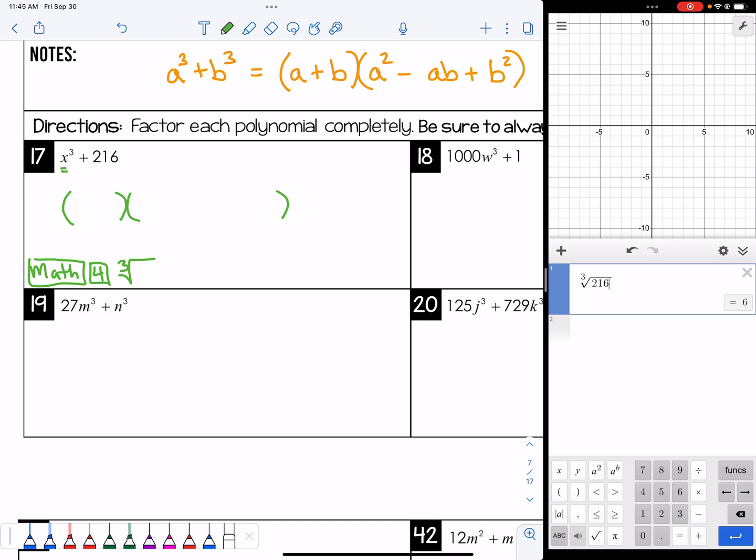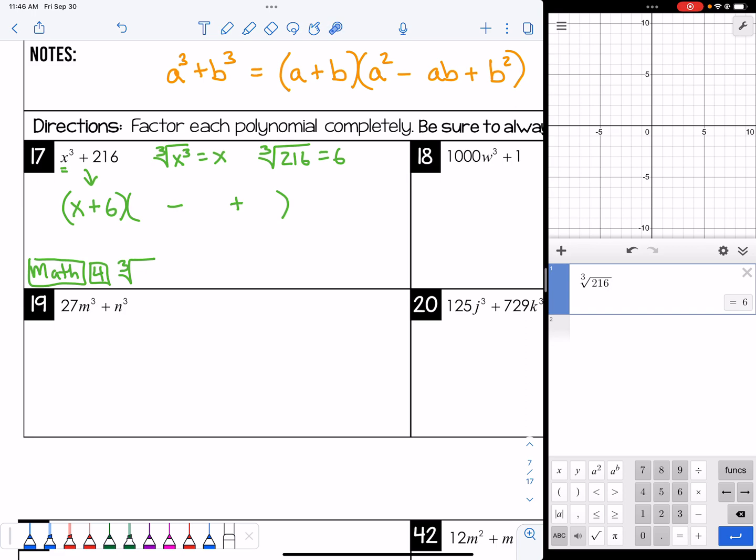So back to this problem 17, the cube root of x cubed would just give me x. So that's the first term. And the cube root of 216 is equal to 6. So that gives me the second term. You always keep the sign like it is from the beginning. So that's x plus 6. Then think plus, minus, plus are the signs that have to be there.